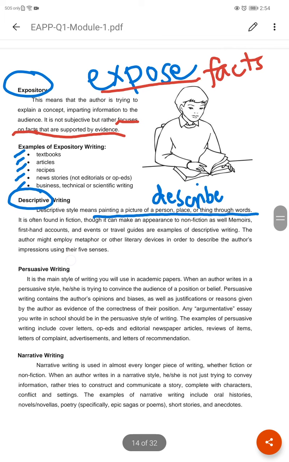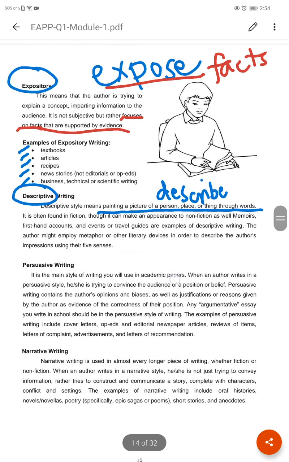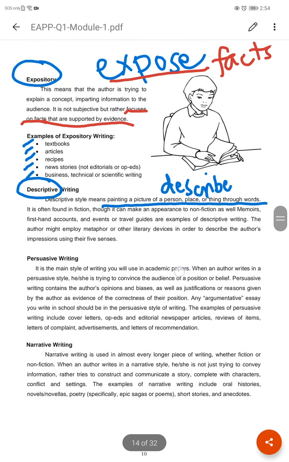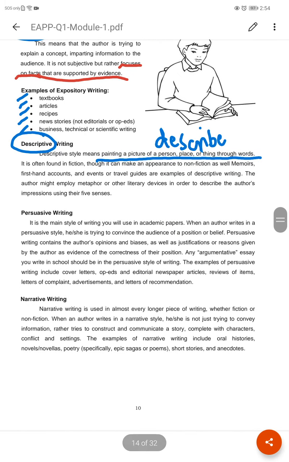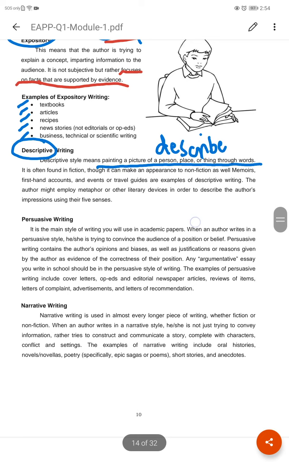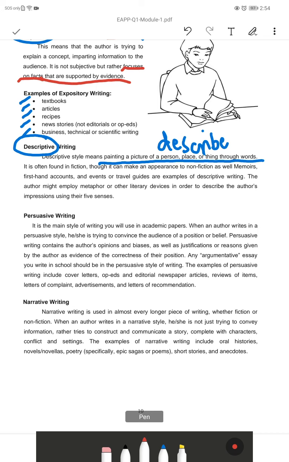It is often found in fiction, of course, when we read short stories, novels, books, or novelettes. Of course, they use descriptive writing because the writer wants us to imagine the characters. So usually it is used in fiction, but it can also be used in academic writing or in non-fiction. So some academic writings or non-fiction writings which use descriptive writing are memoirs, first-hand accounts or biographies, for example, or autobiographies rather, events and travel guides.